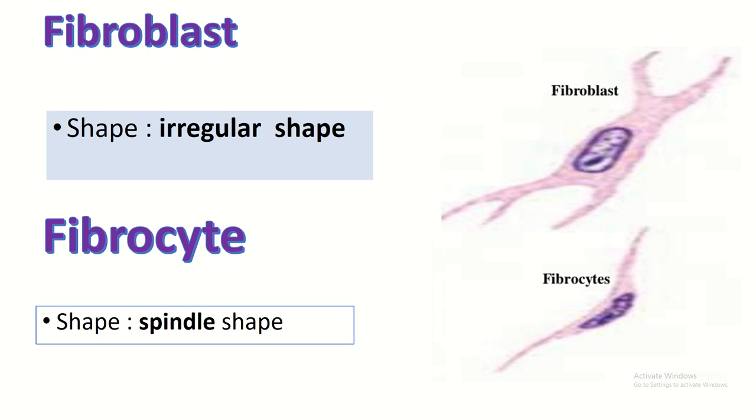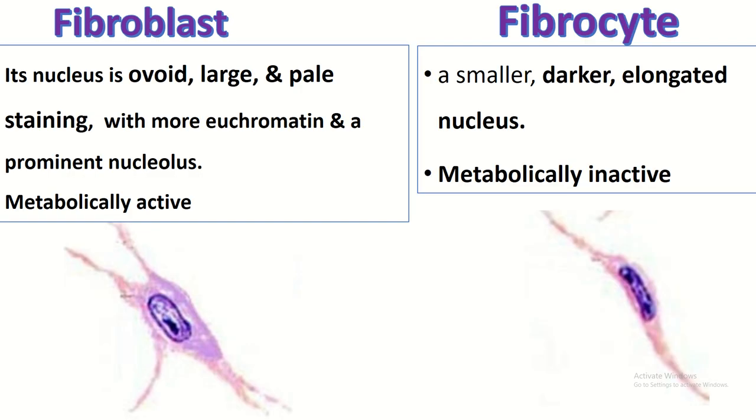Fibroblast shape is irregular, but fibrocyte shape is spindle shape. The nucleus of the fibroblast is ovoid, large and pale staining because it contains more euchromatin, which contains active DNA. Its nucleus also contains a prominent nucleolus. So, metabolically, fibroblast is a more active cell.